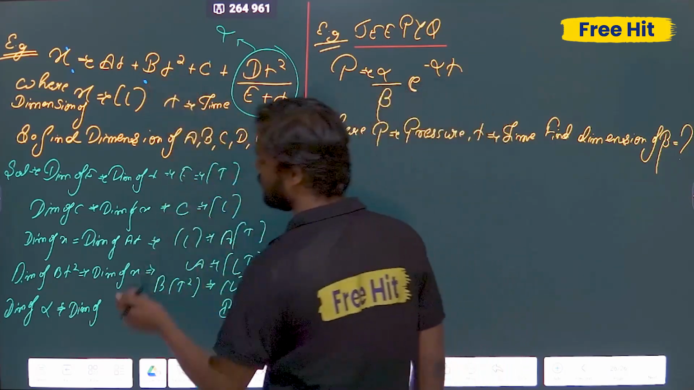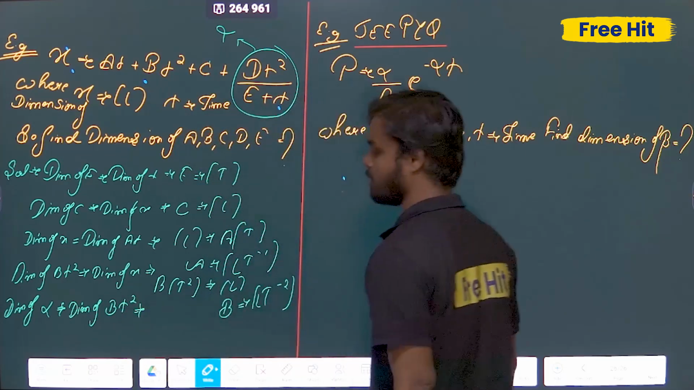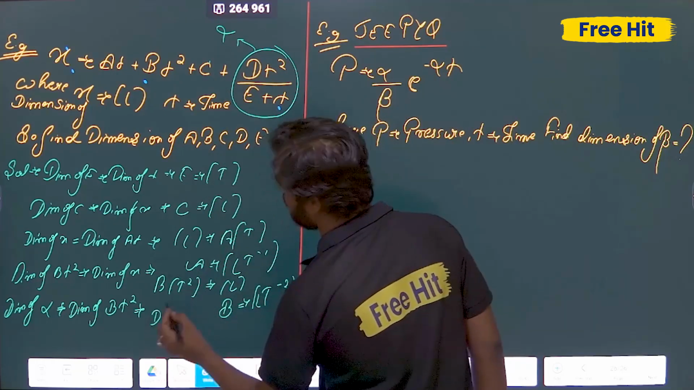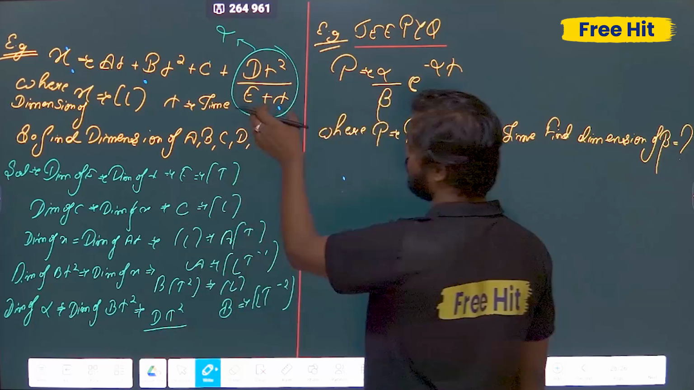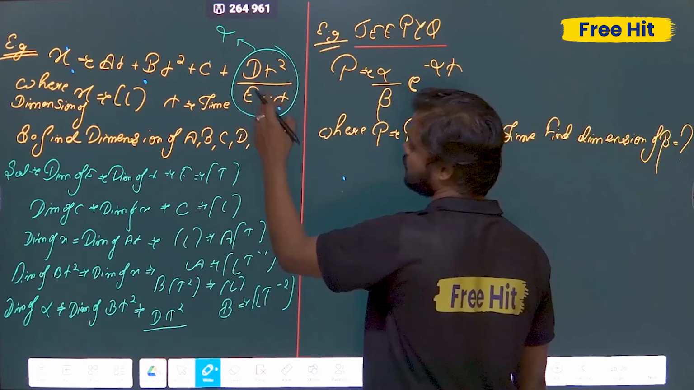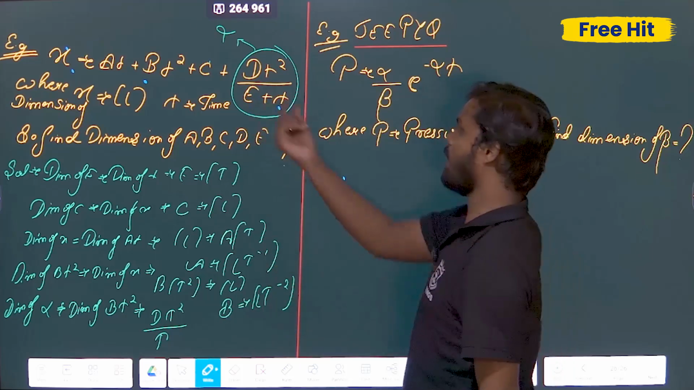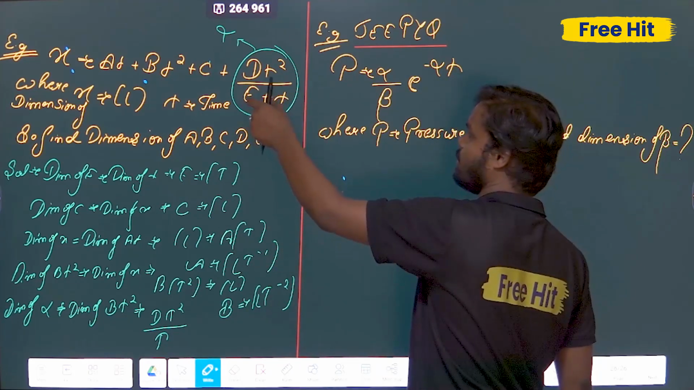So I will take BT square, because from there I can solve it easily. Now let us see. The dimension of alpha is D. Then the dimension of T is T square. What is the dimension of the below thing? This whole thing has dimension T, because E is the dimension of this whole thing. Don't add the dimension. T plus T is not equal to 2T. No. The dimension of this whole quantity will be T.